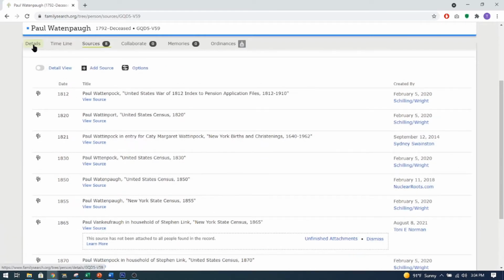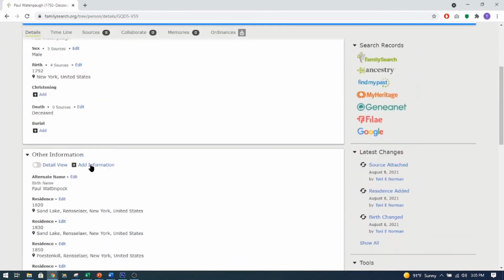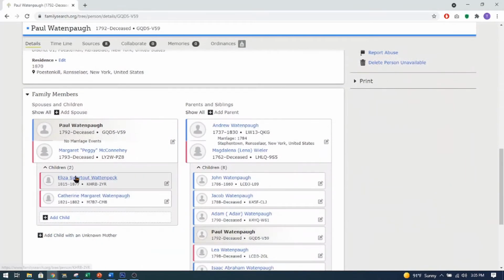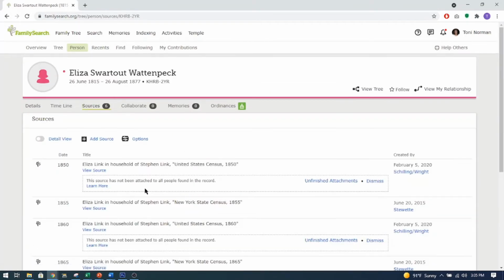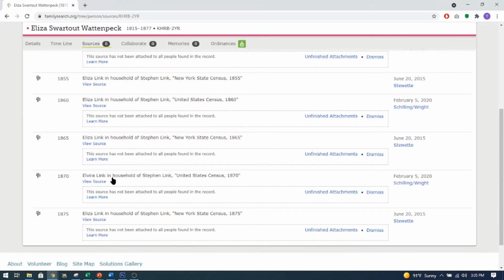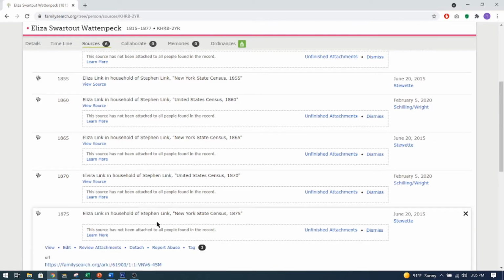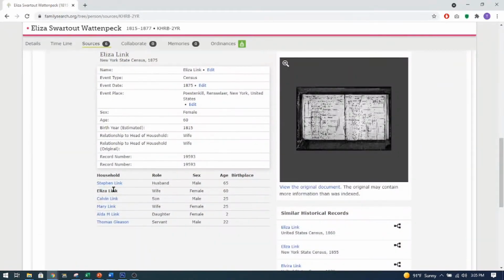Now let's go back over here to the details. And let's go to Eliza. And let's look at the records for her. So here's Eliza. And we see that she died in 1877. 1875 is another state census. And there's Stephen and Eliza, and her father is not living with them.